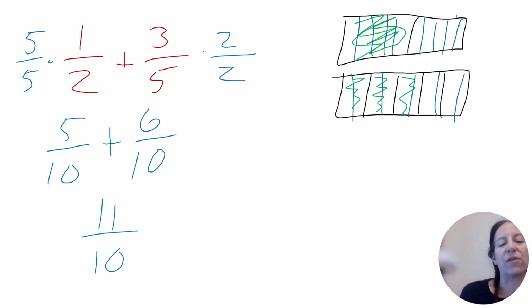And what that means is if you were to come over here and add those two shaded sections together, it would take up an entire section plus an extra tenth. So it would be like 11/10. So you'd have 10/10, and then you'd have that 11th one, or 1 1/10. So in class, I'll do a couple of examples of these.